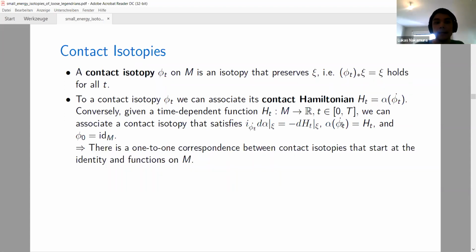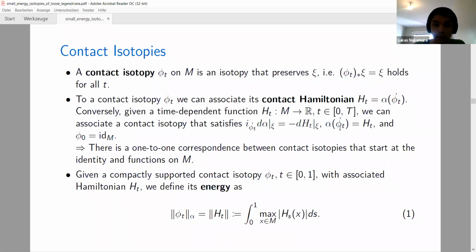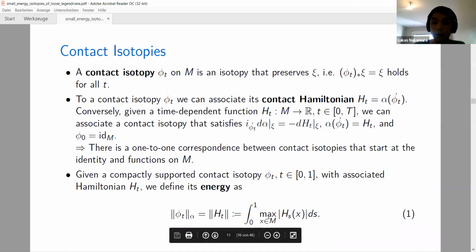And what is important is that it follows that there's a one-to-one correspondence between contact isotopies starting at the identity and functions. And by using this correspondence, we can define the energy of an isotopy as the energy of the associated function. So if you have an isotopy defined on an interval from 0 to 1, then we can define its energy as the integral over the maximum norm of the function. So it's the integral over the maximum of this function over the manifold.